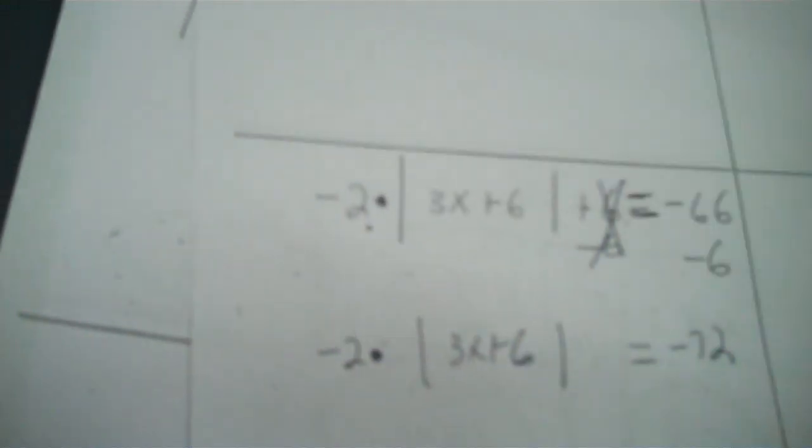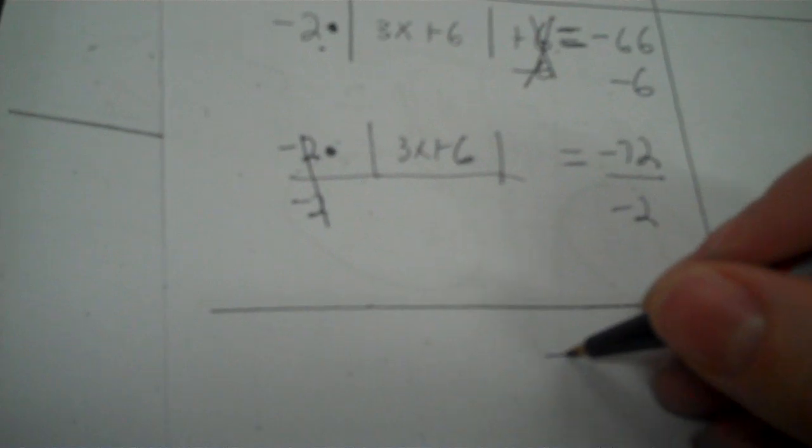Now I have my absolute value, but still, we've got the negative 2. So you still don't have your distance because you have that negative 2 outside. So the opposite of times negative 2 would be to divide by negative 2, not divide by positive 2. When you divide, it's by the same number. Okay, negative 72 divided by negative 2 is 36. Now you have your distance, okay, because there's nothing left outside. So the distance is 36.